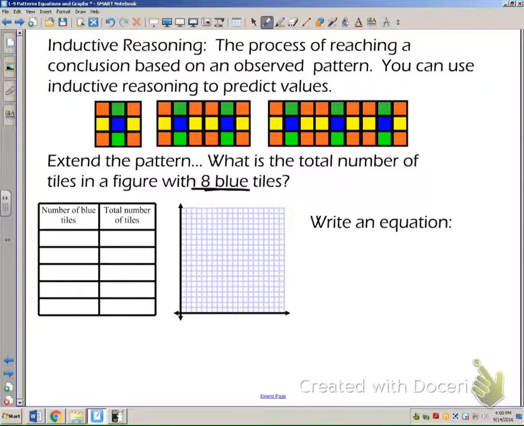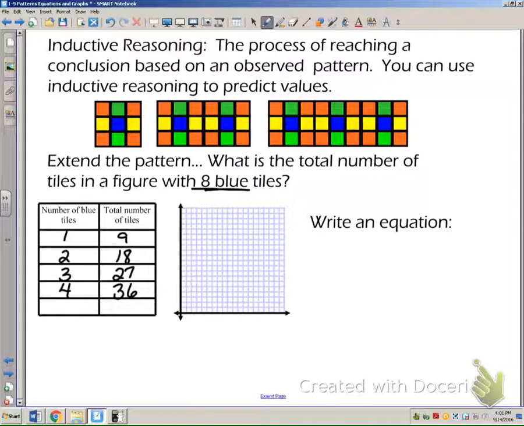So let's think about this. When I have one blue tile, there's how many tiles altogether? We can see there's 9. If I have 2 blue, there's 9 and 9 more, making 18 altogether. If I have 3 blue, there's 27. If I have 4 blue, there's 36. And it keeps on going forever in this pattern.